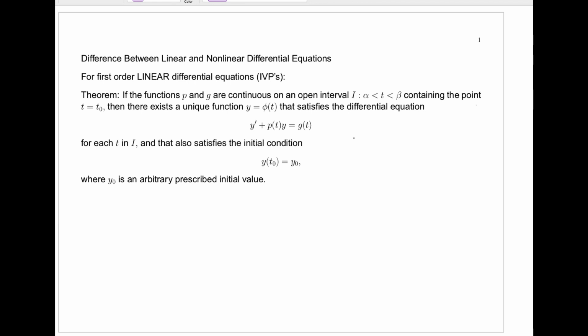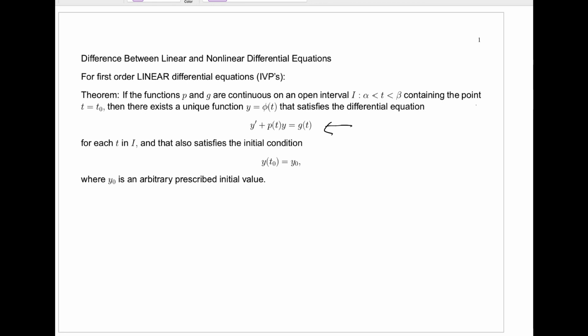Well, if we take a first-order linear differential equation and put it in the standard form, like this, y prime plus p of t times y equals g of t, the theorem tells us the following. If the functions p and g, our coefficient functions, are continuous on some open interval, in this case the interval from alpha to beta, the same thing would apply if we have the whole real line or an open ray, say the ray from alpha to infinity or minus infinity to beta.